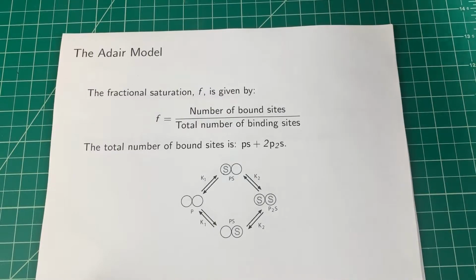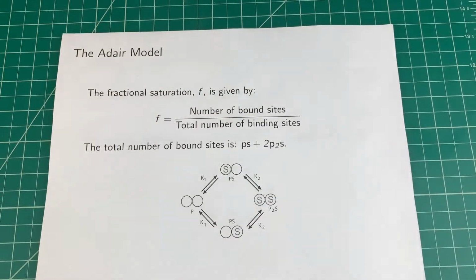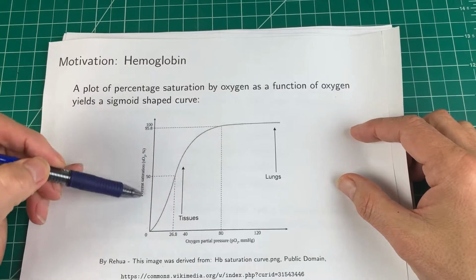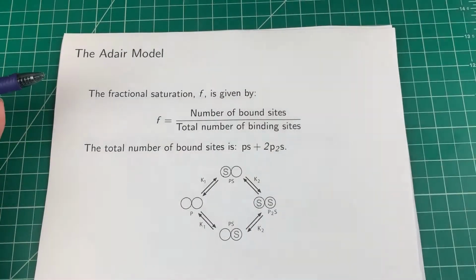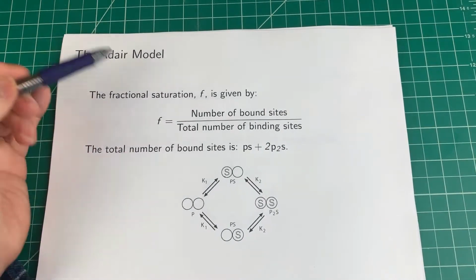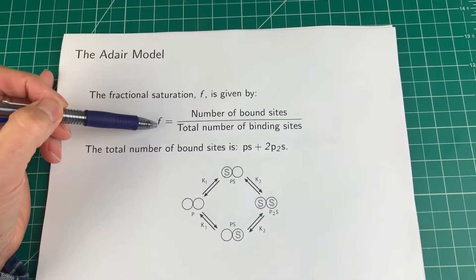Now, first thing we need to do is to figure out how we're going to represent the y-axis, percentage saturation. Well, the easiest way to do that is just to use the fractional saturation, F. So this number will go from 0 to 1.